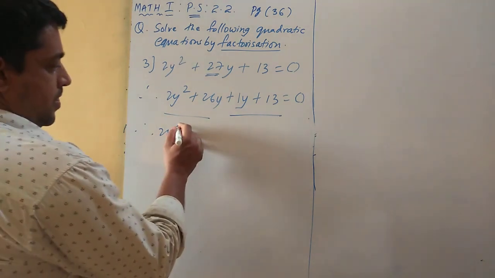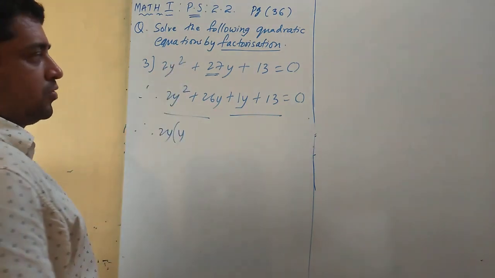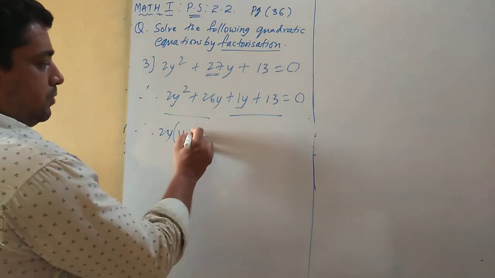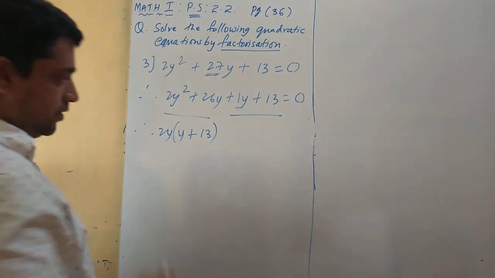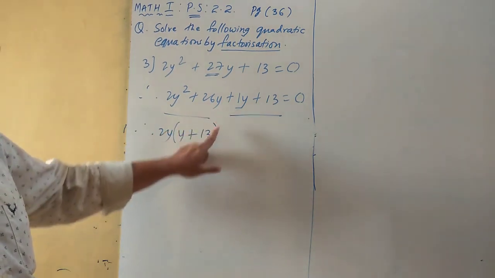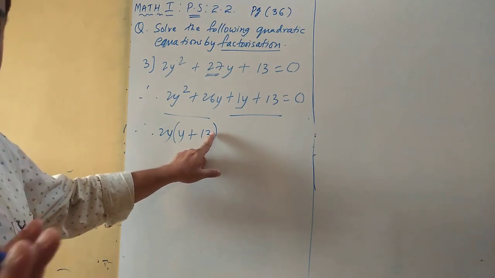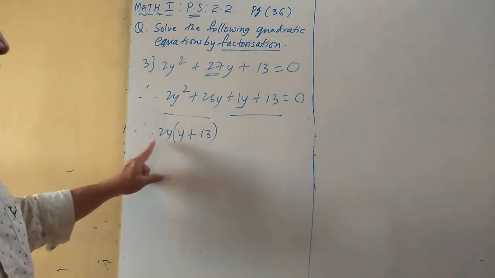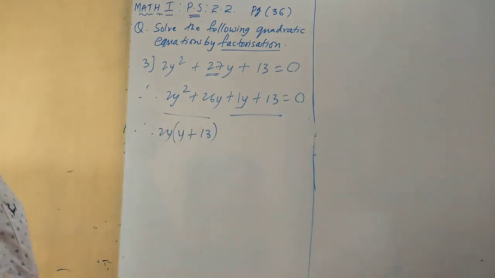So 2y in the bracket. What is remaining? y will remain in the first term of your binomial. So 2y into y, 2y square. Similarly, 2 how many times is 26? 13 times, so I can write 13. Now don't take y here, already you have taken y as common. Some of you have the bad habit of writing y here also. Again the sum goes wrong, you get 0 for that. Silly mistakes, so avoid them. So 2y into y is 2y square, and 2y into 13 is 26y.